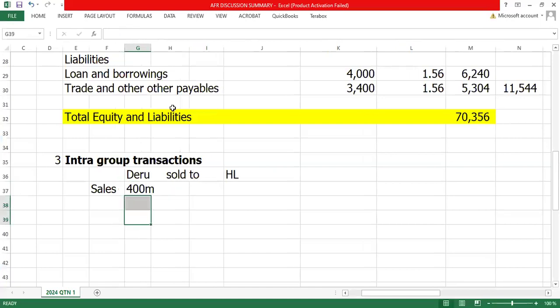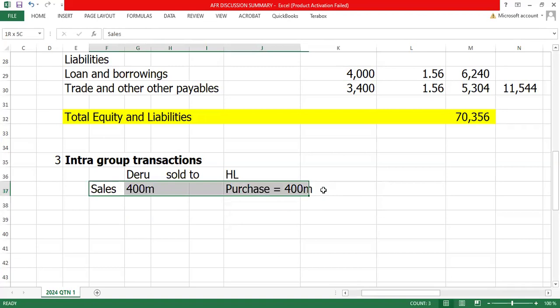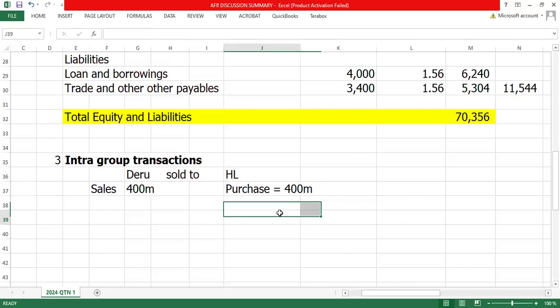So it means that in the books of HL, HL recorded the purchase at 400 million. You get that? So when you're doing the income statement, you first eliminate these figures. You go to where you have revenue, you remove 400. Where you have purchase under cost of sales, you also remove this. That is if you're dealing with the income statement.